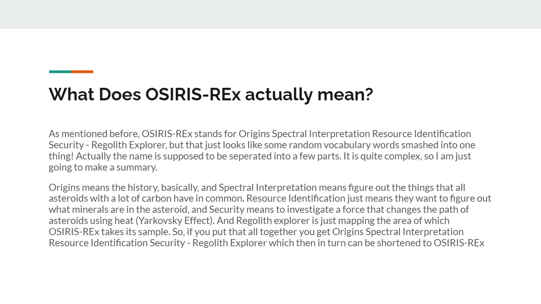Security, they want to see how they would protect Earth if Bennu was to come crashing into Earth, and I'll talk about that later on. And Regolith Explorer is they want to map out the area where OSIRIS-REx would take, or took, its sample. So if you put that all together, you get Origins, Spectral Interpretation, Resource Identification, Security, Regolith Explorer.